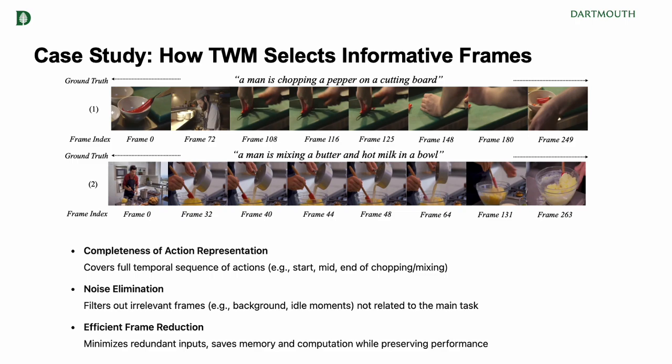In our video captioning example, the working memory selects just 8 frames from hundreds of frames, but still captures all key actions like chopping and mixing. This leads to cleaner and more accurate captions, while also saving computation.